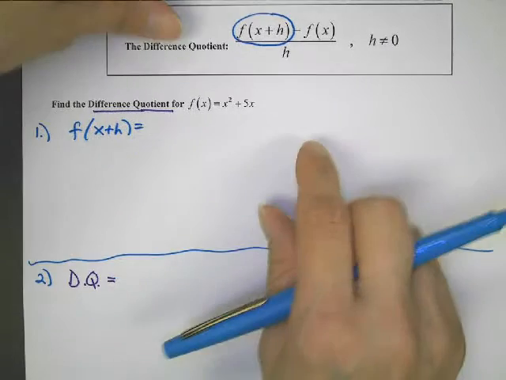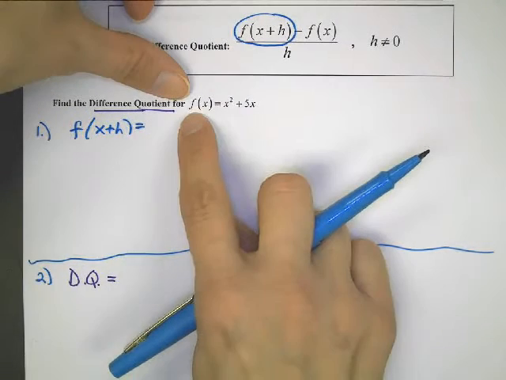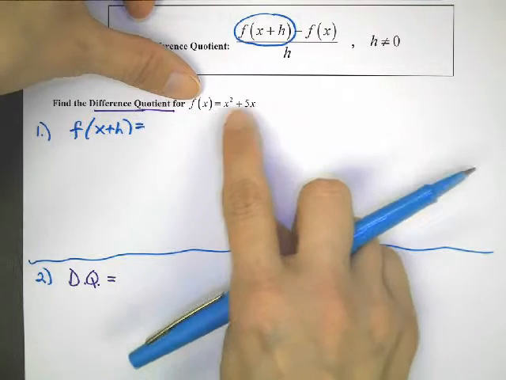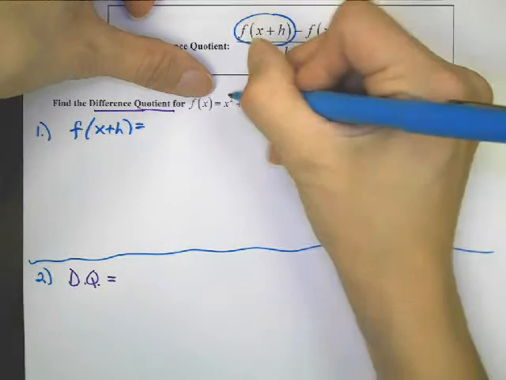Okay. How does this work? F of x. So he says take your input and square it.